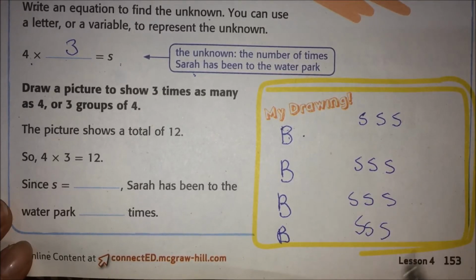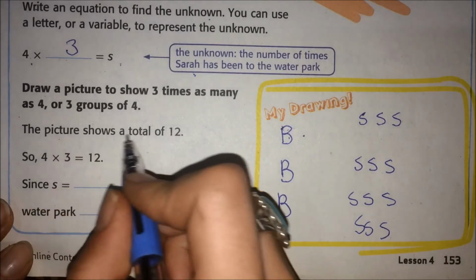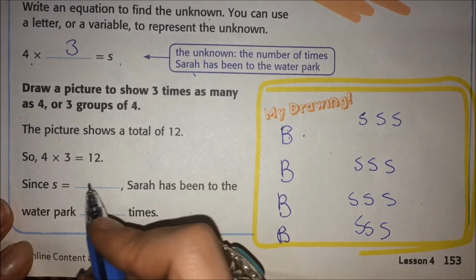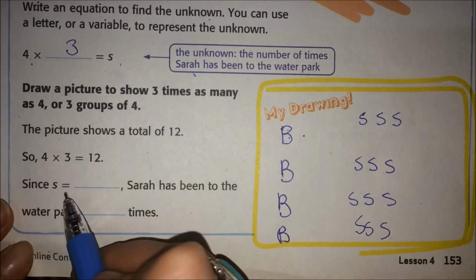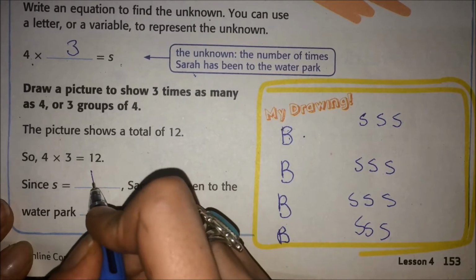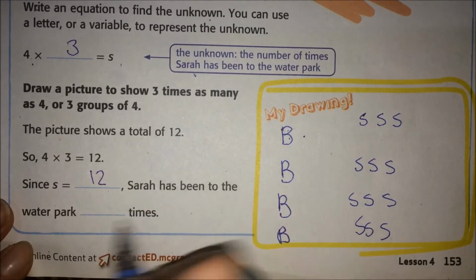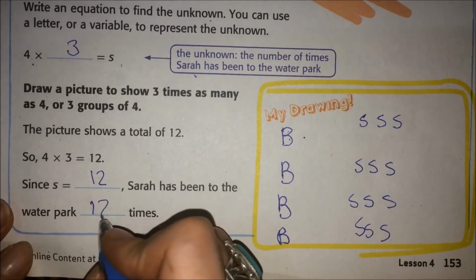So what do we end up with? We end up with a total of 12. The picture shows a total of 12. So since 4 times 3 equals 12, S is going to equal 12. Sarah has been to the water park 12 times.